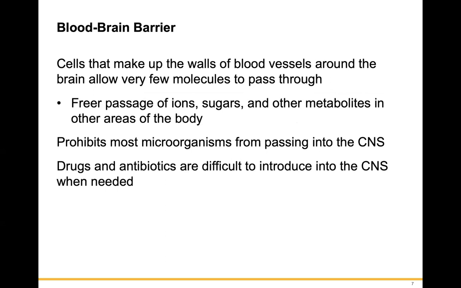You have freer passage of ions, sugars, and other metabolites in other areas of the body than you would with the blood-brain barrier. It prohibits most microorganisms from passing to the central nervous system. However, a downfall to this is that some drugs and antibiotics might not also be able to pass through the blood-brain barrier. And if that's the case, and you need to use a particular antibiotic that is not compatible with the blood-brain barrier, oftentimes what you'll have to then do is put a direct shunt into the ventricle, which would allow access to deliver the drug right into the CSF. Because if it's not going to be able to pass through that blood-brain barrier, it's not going to get to the tissue where it might be needed.